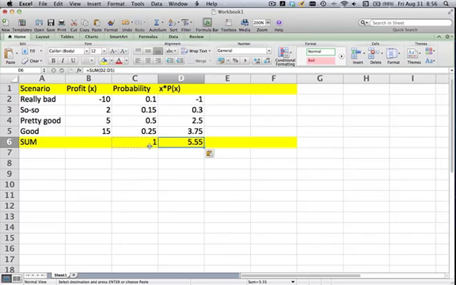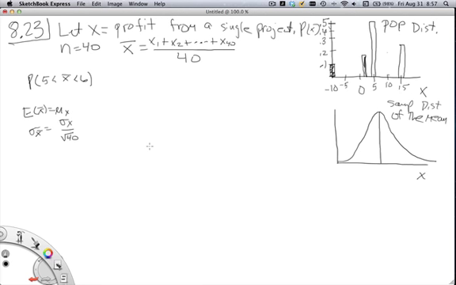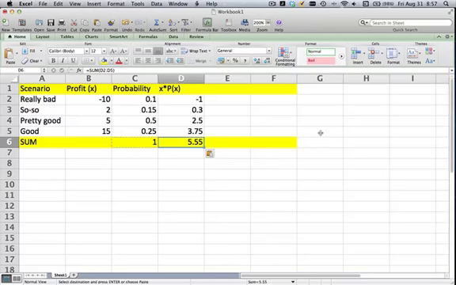So the mean is 5.55. Let's go write that down. So the mean of x bar is the mean of x, which is 5.55. So here's the mean of the population distribution, which is also the mean of the sampling distribution of the mean. Let's go find the variance, which will get us to the standard deviation.